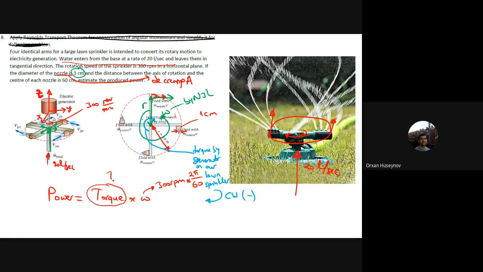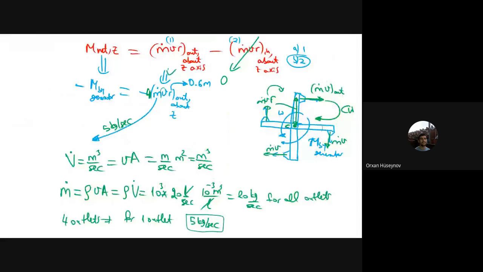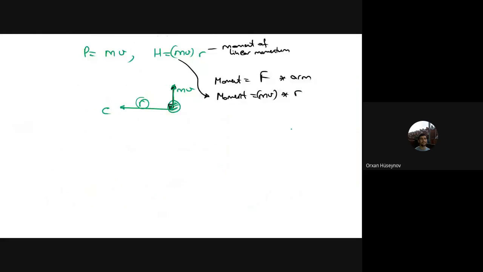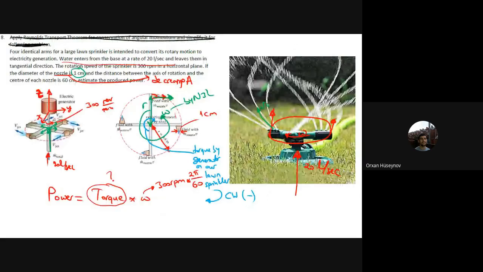Because when the fluid leaves the system, the nozzle also rotates at the same time. The fluid leaves, but the nozzle also rotates. So the velocity here, V out, is not the absolute velocity. It is the velocity with respect to the rotating nozzle.